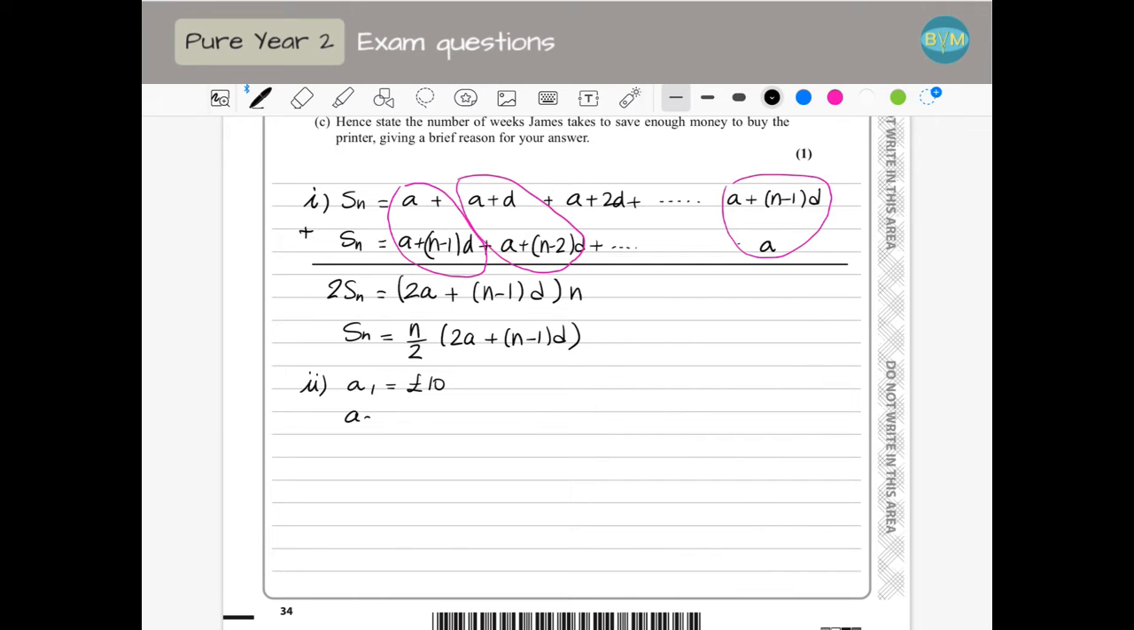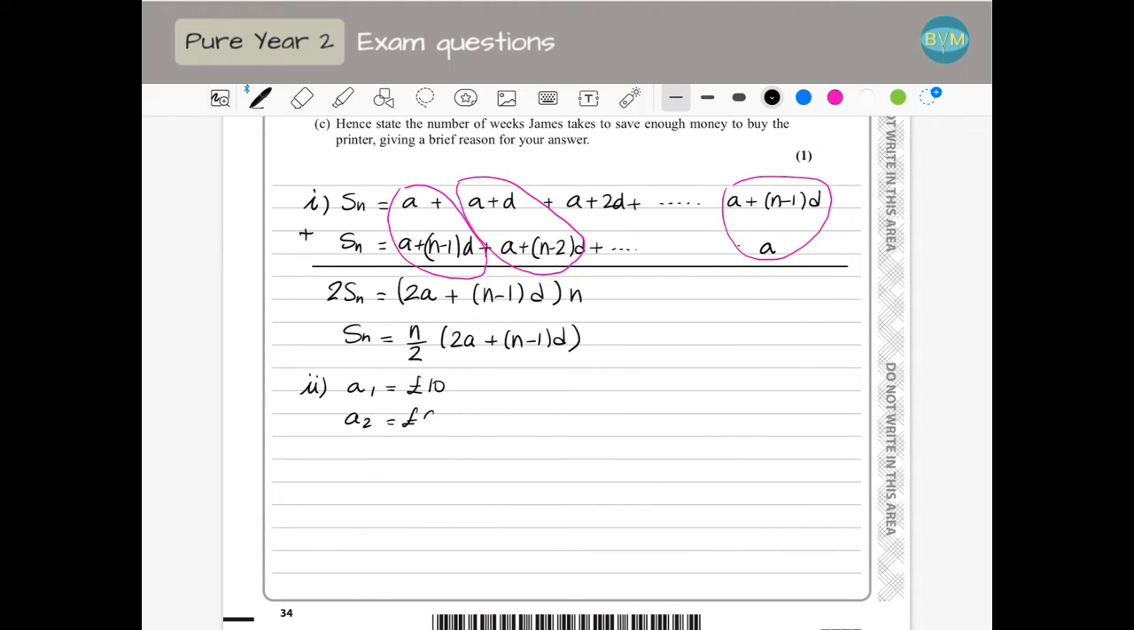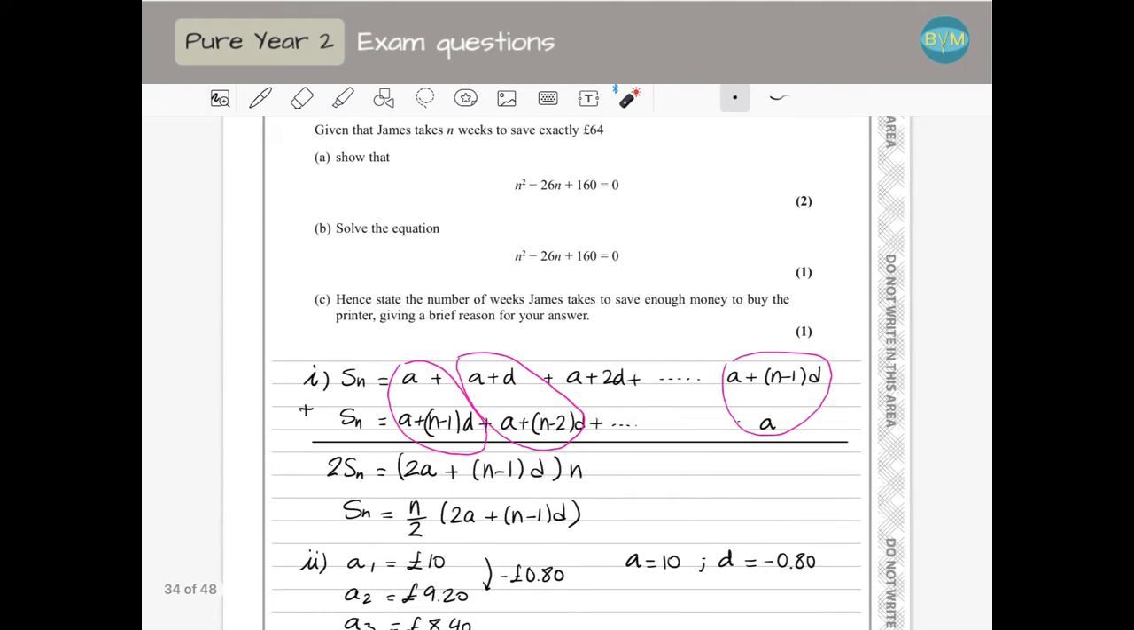Second week it was 9.20 and then 8.40, and it's an arithmetic sequence, which means we are subtracting 80p each week. The difference between these two is 80p, the difference between these two is 80p. So this is my common difference: A is 10, and the common difference is minus 0.80.